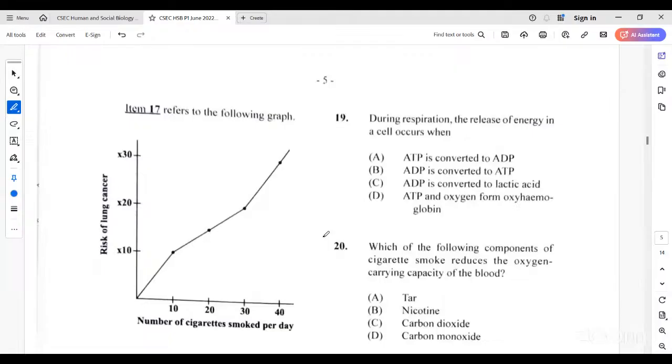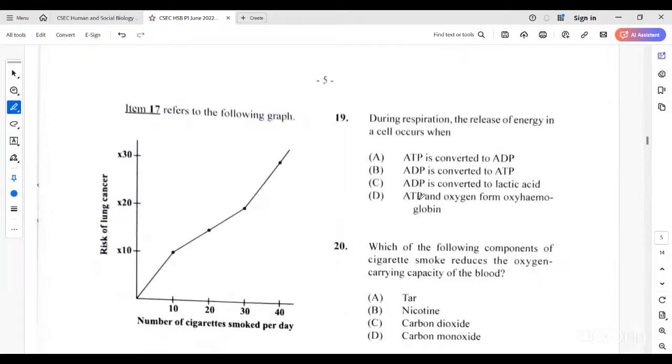Question 19. During respiration, the release of energy in a cell occurs when you use the ATP, right? And I always teach this as if you're using your phone. When you have your phone fully charged, when the battery is on 100, you have it in ATP mode. When you are using it, you are using up the ATP and it's decreasing. So 2 is less than 3.